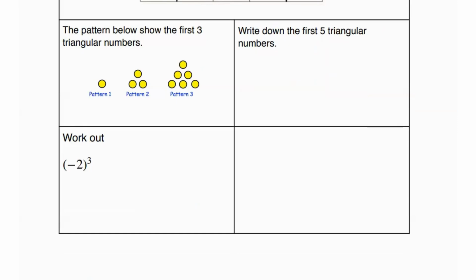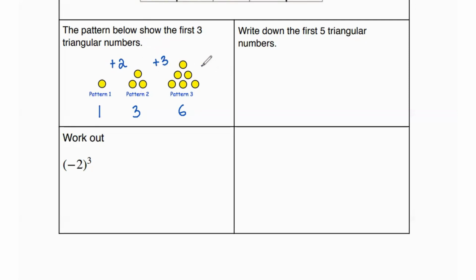Then it says the pattern below shows the first three triangular numbers. In pattern 1, we can see there's 1 counter. In pattern 2, there are 3 counters. And in pattern 3, there are 6 counters. So we need to see what rule they're following. When they went from pattern 1 to pattern 2, they added 2. When they went from pattern 2 to pattern 3, they added 3. So as you can see, we're adding consecutive numbers.